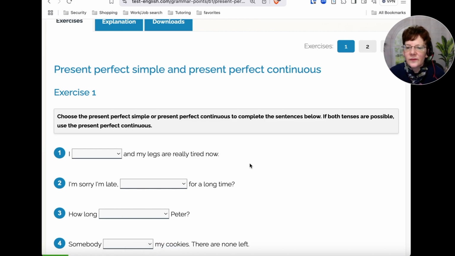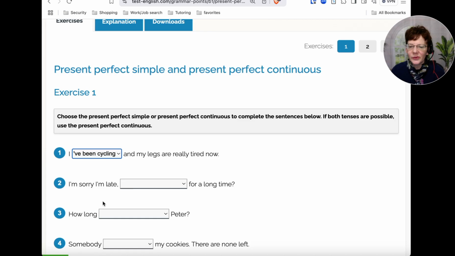Okay, so for this first one, from the drop down menus, we'll choose which one is appropriate for the sentences. Number one: I have been cycling or I've cycled and my legs are really tired now. So what do we want to do? It sounds like it started earlier in the past and it recently finished or it's still continuing. So we want to do which one? First one, if you chose that, have been cycling, that would be correct.